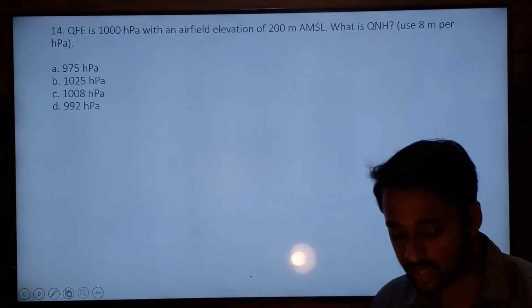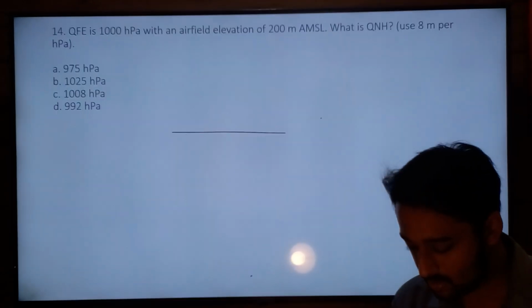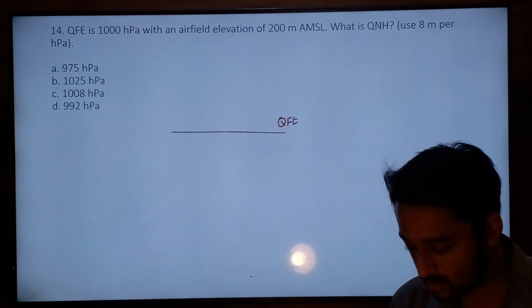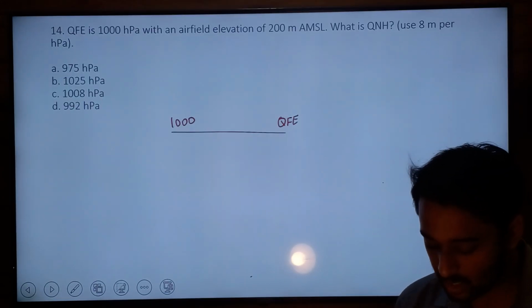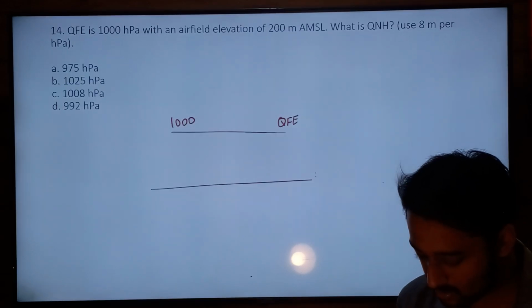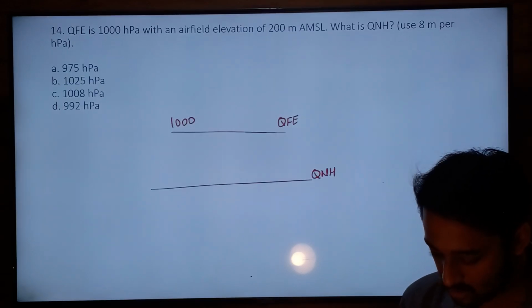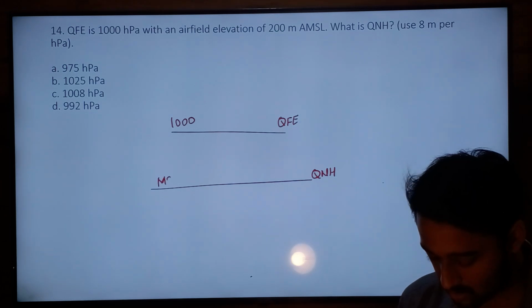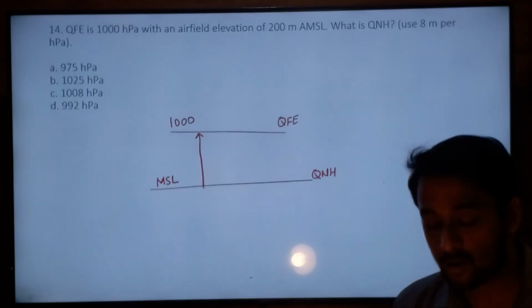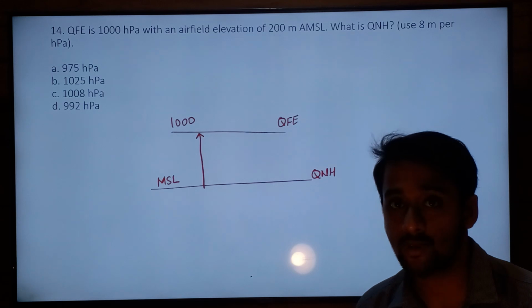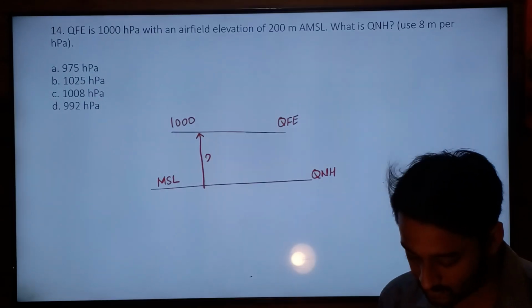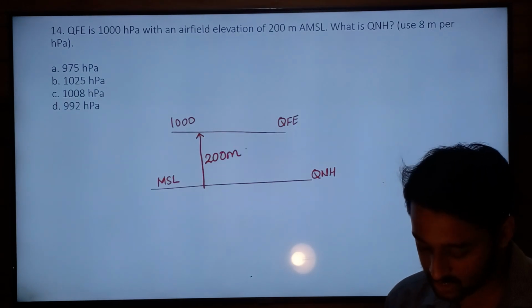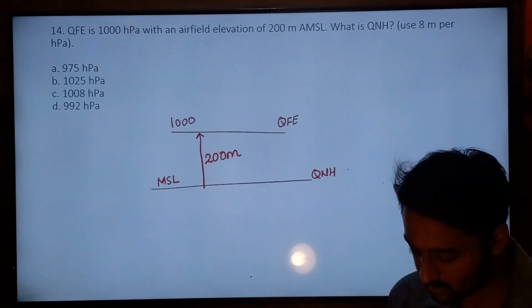Question number 14, last question. QFE 1000, elevation 200 meters above mean sea level. Just now we saw how QNH is determined from QFE. Now that is the practical example of that question. 200 meters, pay attention. So QNH is what?